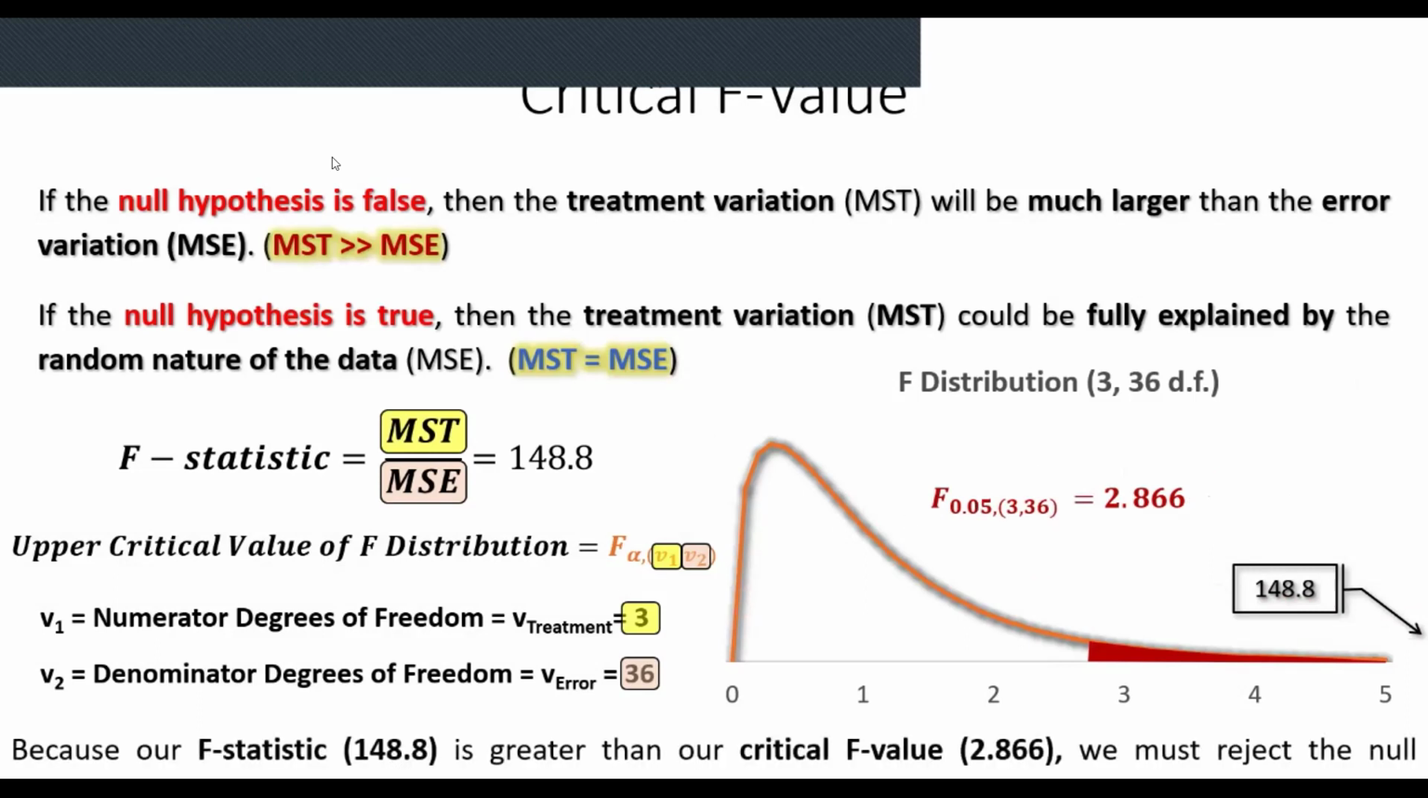In this instance, because our F statistic is greater than our critical value, we must reject the null hypothesis in favor of the alternative. Octane gas does have an impact on the horsepower of our vehicle, and the data proves it. That is the entire ANOVA process. That's how you do it.